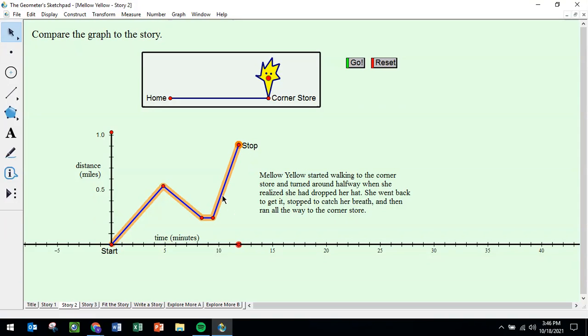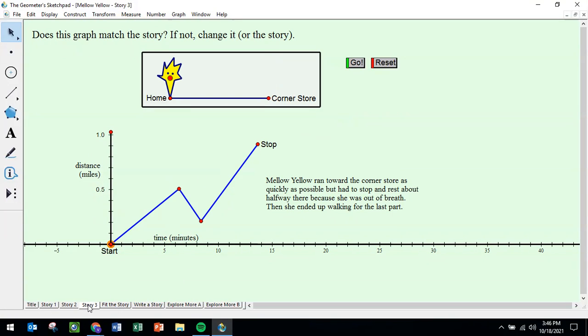When the line is steeper, that means Mellow Yellow is going faster. If it's less steep, it means she's going slower. If it's flat, it means she's not moving at all. Time is still passing, but Mellow Yellow is not moving at all. And how long did she stop for? Can we tell? Well, if we look at this, maybe about 2 minutes, maybe a little bit less than 2 minutes. Let's take a look at number 3.